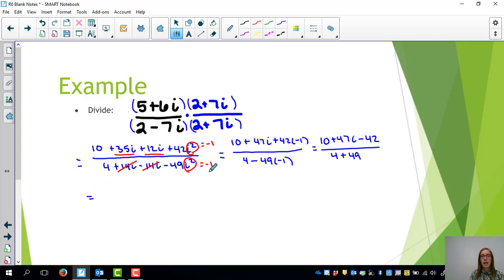So now we have 10 minus 42, which would be negative 32. We have like terms here. So negative 32 plus 47i, and that's over 49 plus 4, which is 53. So now we have divided.